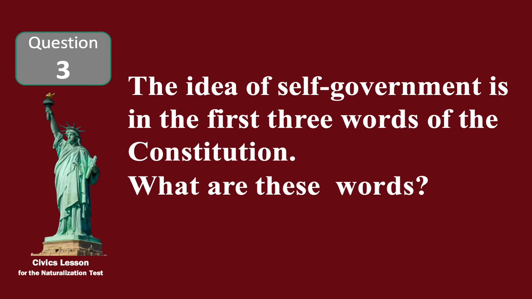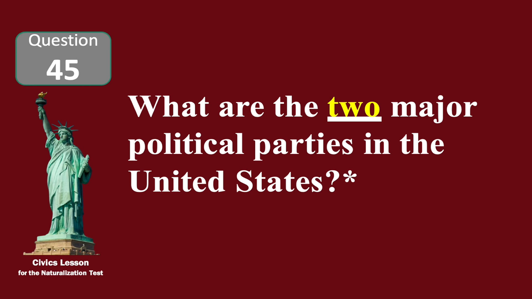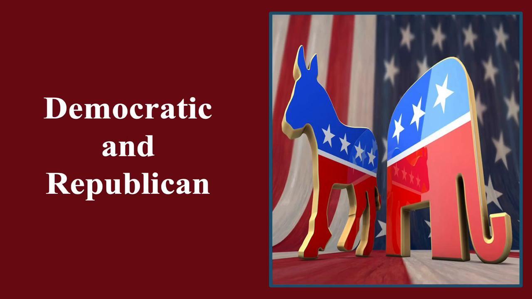The idea of self-government is in the first three words of the Constitution. What are these words? We, the people. What are the two major political parties in the United States? Democratic and Republican.